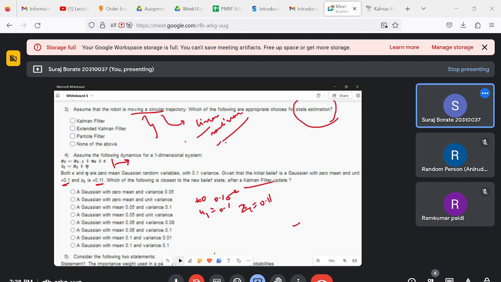So the next question says that the importance weight used in particle filter accounts for the observation probabilities. If you remember the particle filter, let me just open it. Let's see the second statement also: importance weight used in a particle filter accounts for the noise in the state transition model. Basically it asks what the importance weight is used for. That is the question.